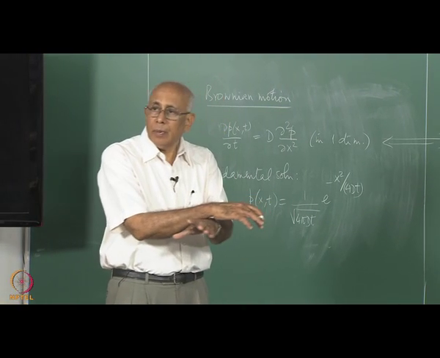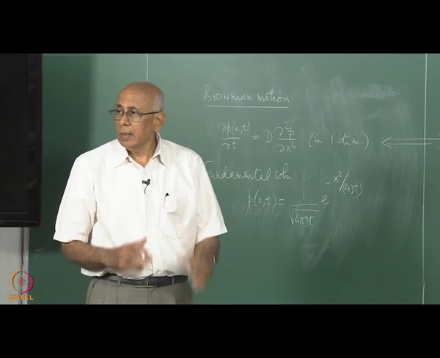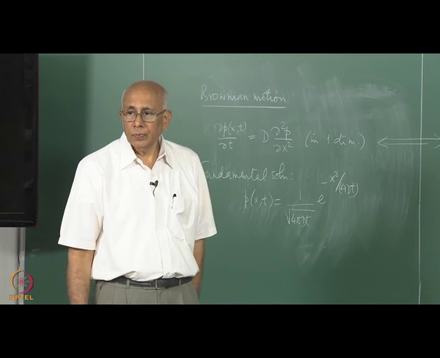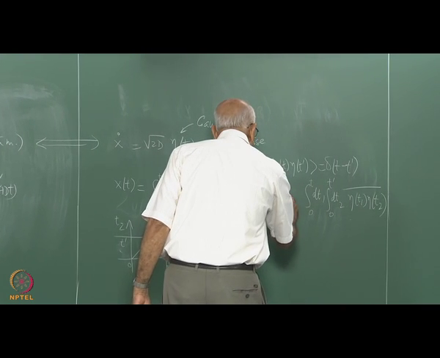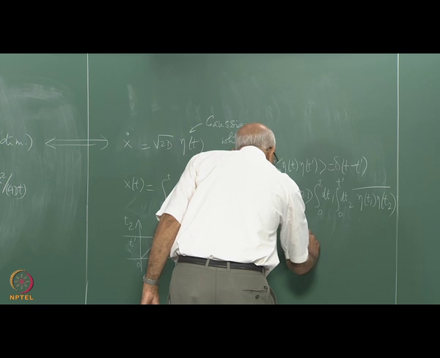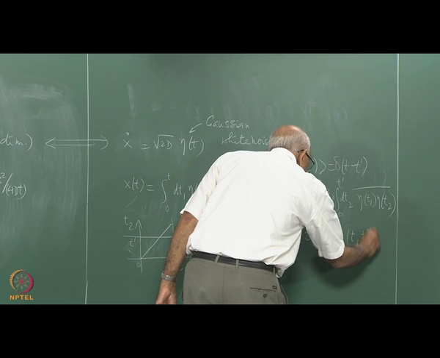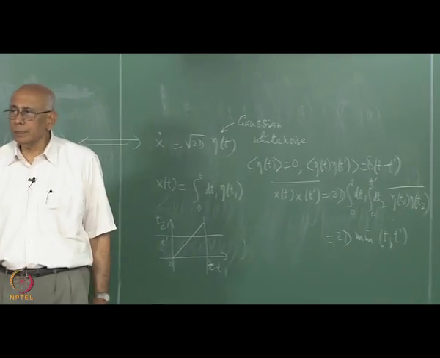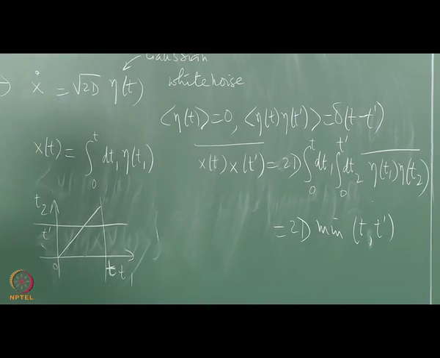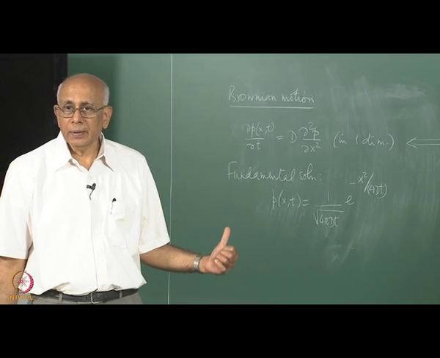And had it been the other way about, had T prime been bigger than T, what I have shown here is T prime less than T, it would run up to the lesser of the two always. So this immediately is equal to, oh there is a 2D also, 2D times the lesser of T and T prime. Okay. So that is the point.